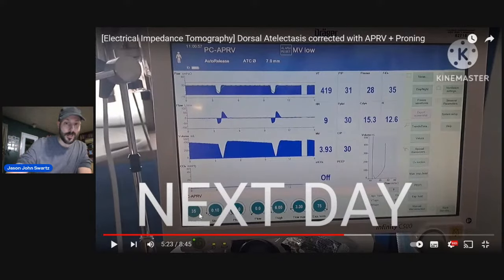So look at that. It's at 35%. When I left today, it was at room air. I was showing off. I was like, room air.